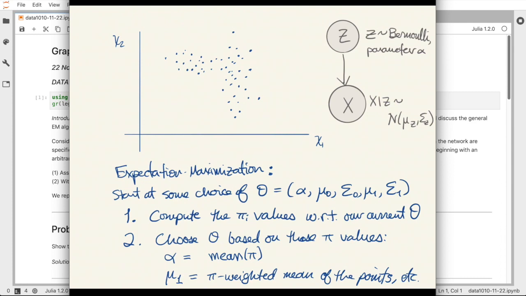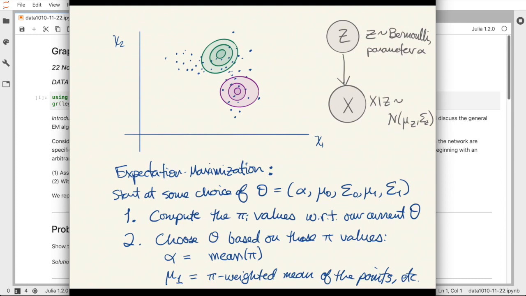Mu 0 will be a 1 minus pi weighted mean, so each point gets weighted based on its greenness, and so on. So in action, that might look something like this. We start with some initial guess, which isn't very good, and then we weight all the points. So these points would get a pretty high greenness score. In other words, their pi values would be close to 0, and these points would get a pretty high purpleness score, in other words, their pi values would be closer to 1. Ones in the middle would be closer to a half.